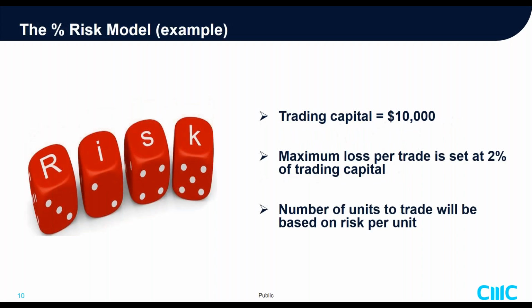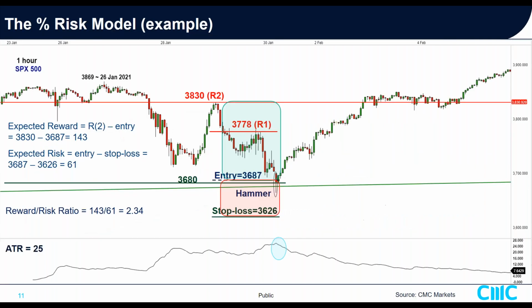So let's say, for example, we have a trading capital of 10,000. With this trading capital, I will set a maximum loss per trade of 2%. Some of us will be much more conservative, so I will set it at 1%. Then the number of units to trade will be based on the risk per unit. Let's say this is my trading setup over here.